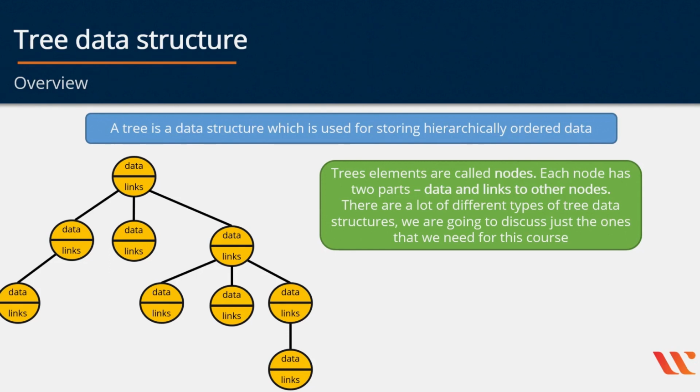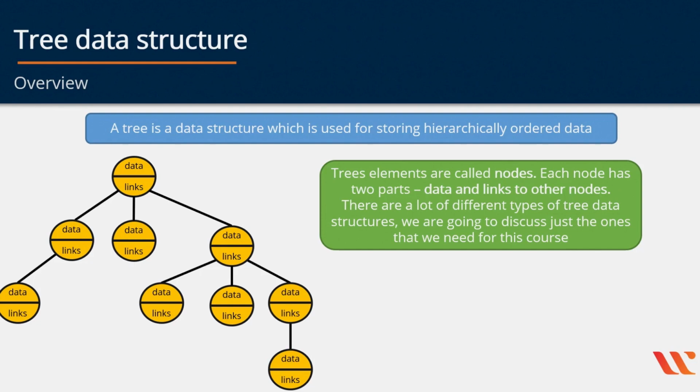A tree is a data structure which is used for storing hierarchically ordered data. If you take a look at the diagram, it looks like a reversed tree. Tree's elements are called nodes. Each node has two parts, data and links to other nodes. There are a lot of different types of tree data structures. We are going to discuss just the ones that we will need for this course.